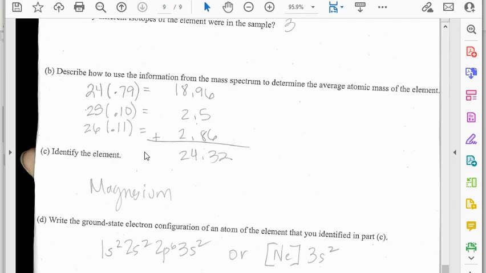Okay? Do we have to write out the full name or could we write the symbol? You could write the symbol down. Genius. Save even more time. But if you don't know the symbol and you know the name, just write the name down. Okay?